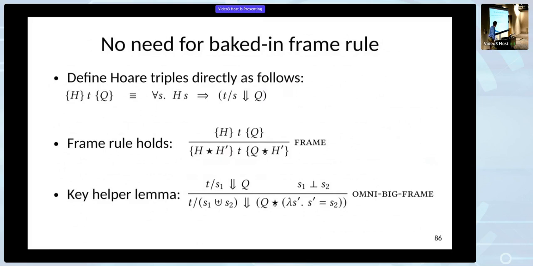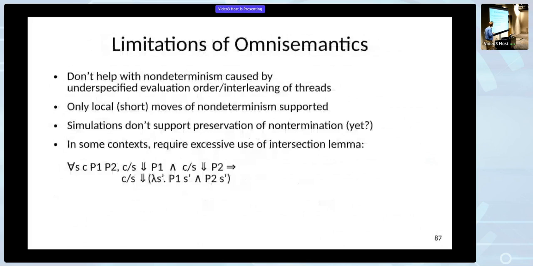And yeah, we proved this one for both Arthur's language, and also recently I proved it for our language, even though we don't really need it because we already quantify over the frames elsewhere. But yeah, it's good to know that it holds, I would say. A few limitations. I think it neither helps nor hurts with underspecified evaluation order and interleaving of stuff. That's just not the domain where we're trying to improve things.